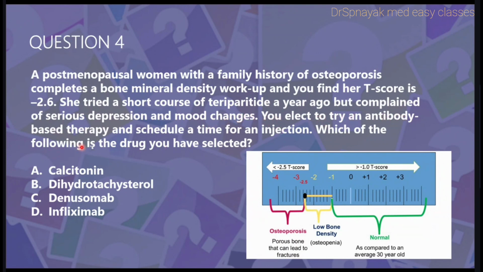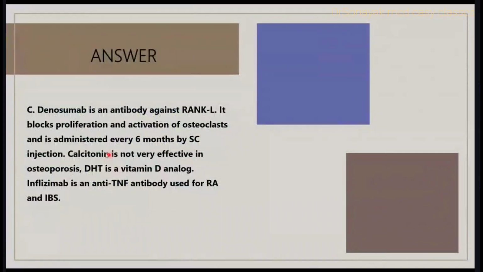So you elect to try an antibody-based therapy and schedule a time for an injection. Which of the following is the drug you have selected? The options we have are calcitonin, dihydrotachysterol, denosumab, and infliximab. So we need to choose an antibody-based therapy. For that, denosumab is an antibody against RANKL. RANKL is usually seen in osteoclast activity. It activates the osteoclasts, which further results in bone resorption. So denosumab acts on RANKL. It blocks proliferation and activation of osteoclasts and is administered every 6 months by subcutaneous injection.